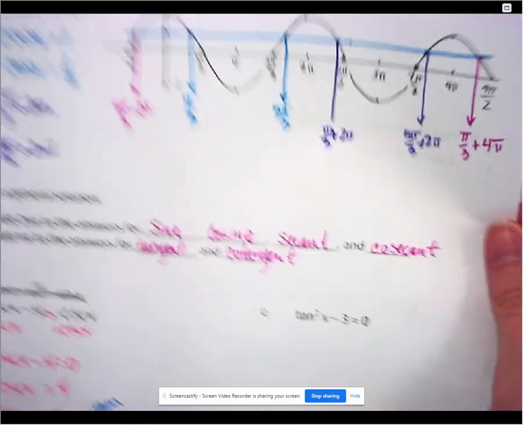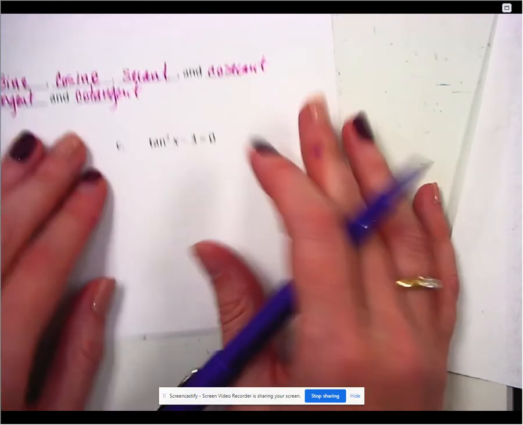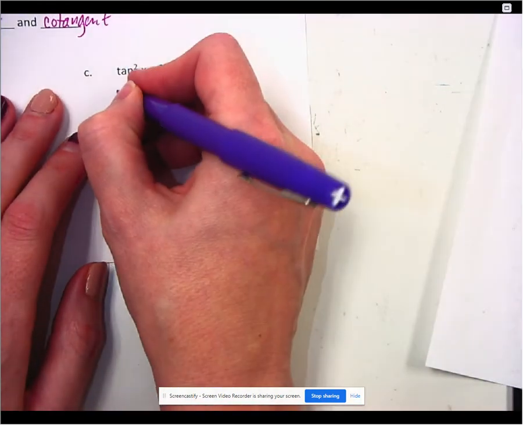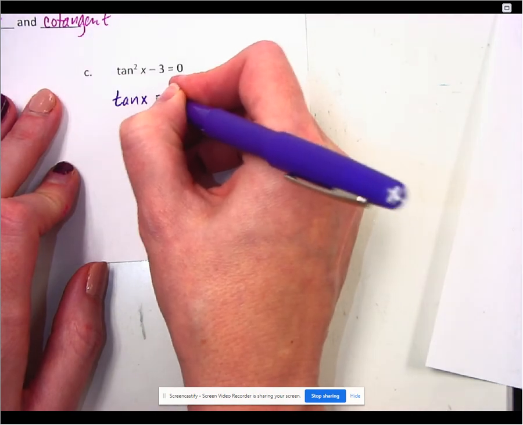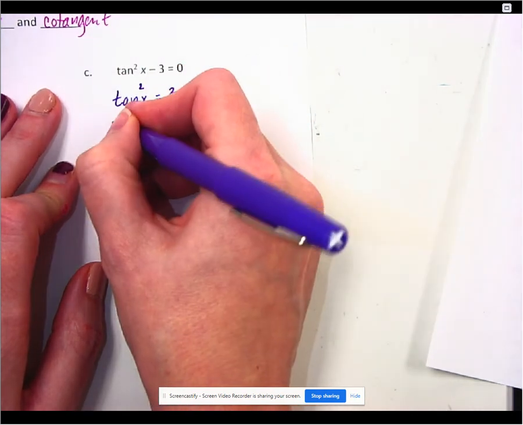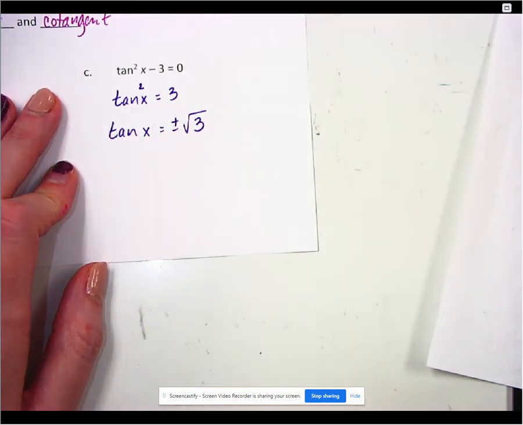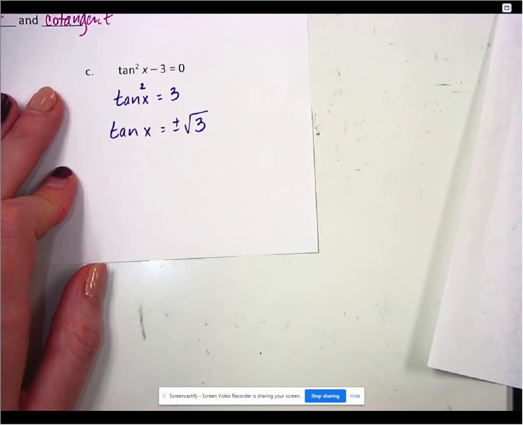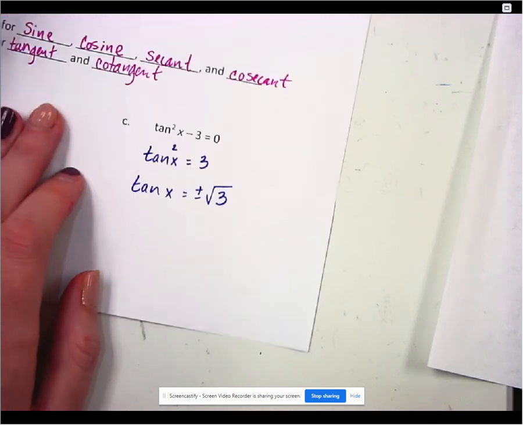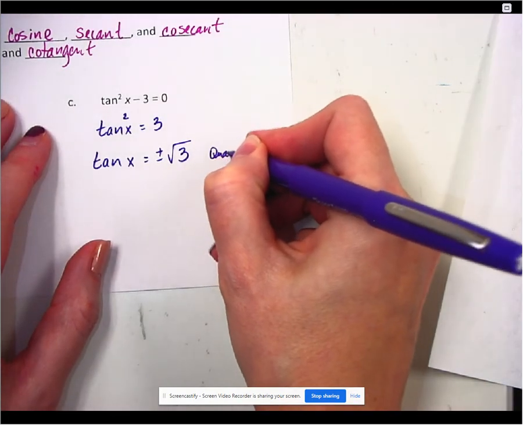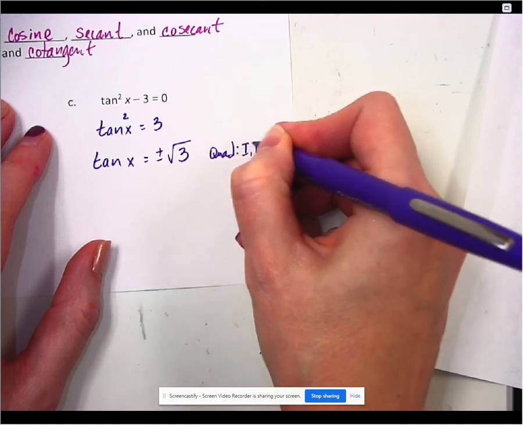All right, so let's look at C. We have tangent squared of x minus 3. So let's get tangent of x alone. Right, now when we solve these by taking the square root, just like regular equations, we do have to do the positive and negative square root. Okay, so we have positive or negative. So this is going to be all 4 quadrants. So anytime you have plus or minus, it's going to be all 4 quadrants.